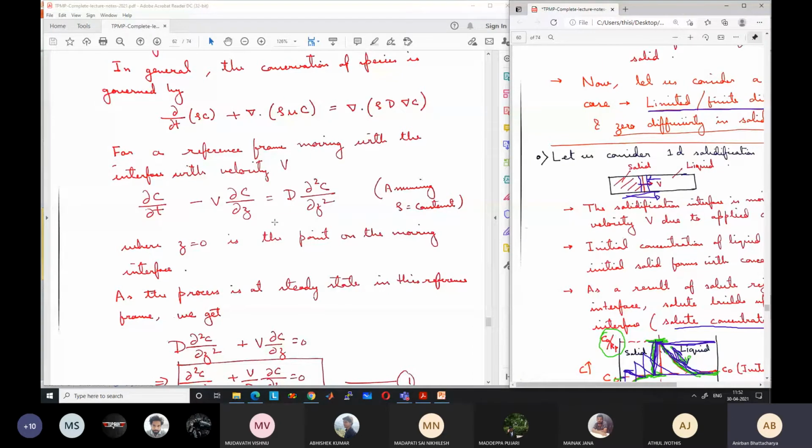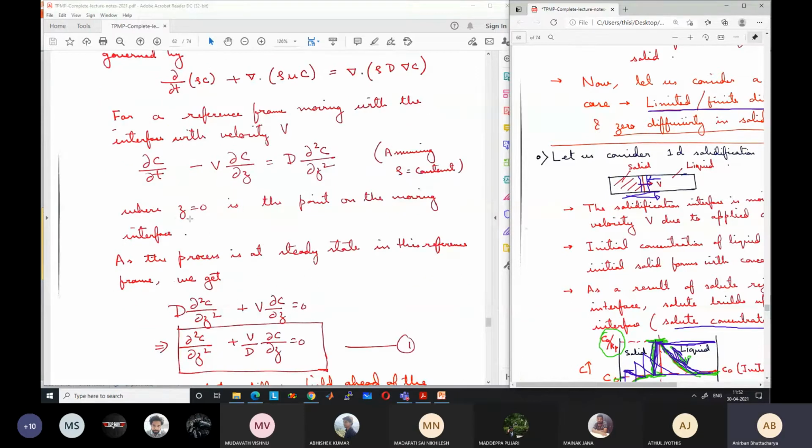only variation is along the z direction and we have already eliminated rho. So D into ∂²c/∂z². So what is z equal to 0? Z equal to 0 is the point on the moving interface, because we are moving with the interface, our coordinate system is fixed with the interface. So the 0 point of the axis is at the interface itself. So actually the axis is also moving forward. In the moving reference frame, this z equal to 0 point is always at the interface.